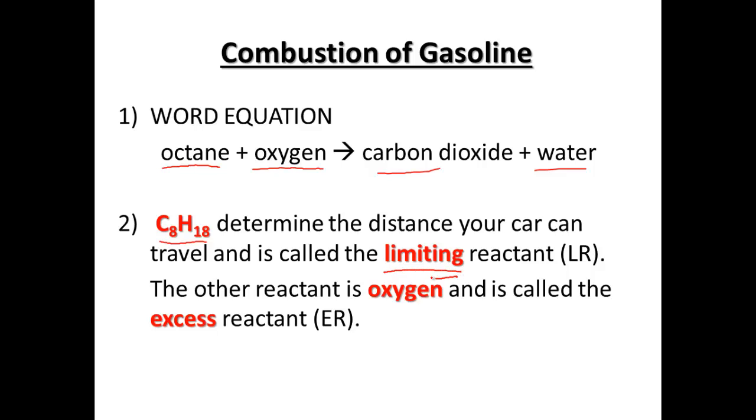It limits our chemical reaction because once octane runs out, we can't have any more chemical reaction occur and your car will stop. So the excess reactant is oxygen. It's the one that we had more than enough of during our chemical reaction. Now we're going to abbreviate these LR, limiting reactant, and ER, excess reactant. So you're going to hear those terms a lot throughout this section.